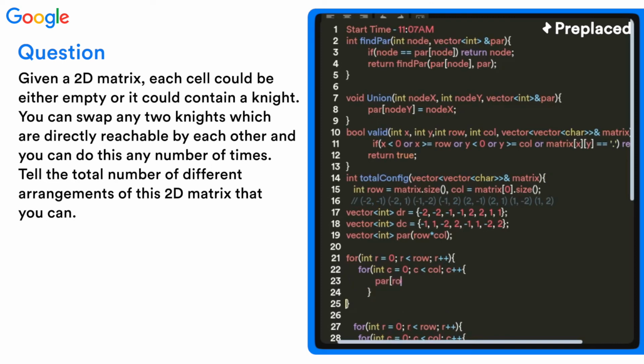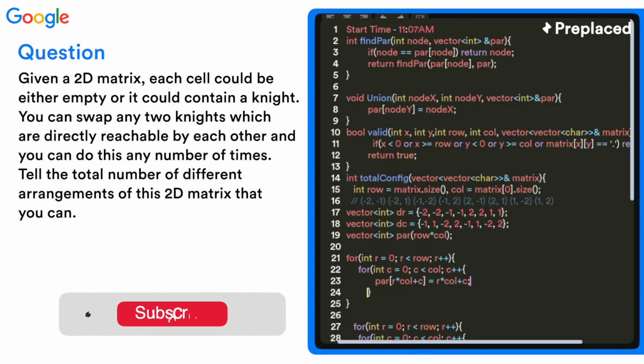So this is nothing but the parent of R into column plus C, which would be nothing but itself. So R into column plus C. Everything is a parent of itself. So for a particular cell, I'm finding it. If it was 0 and 0, its parent is itself, so it'll be basically 0. For 0, 1, it'll be 1.